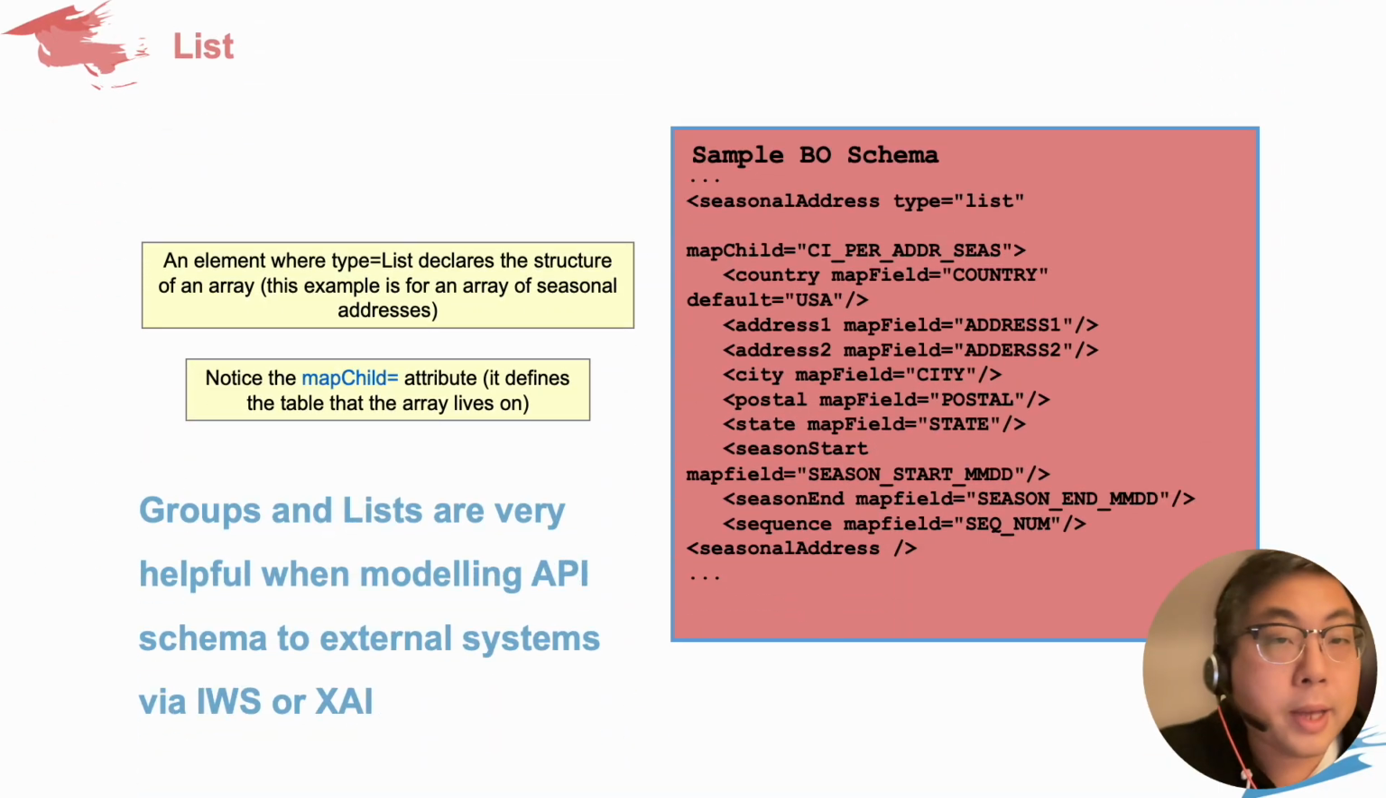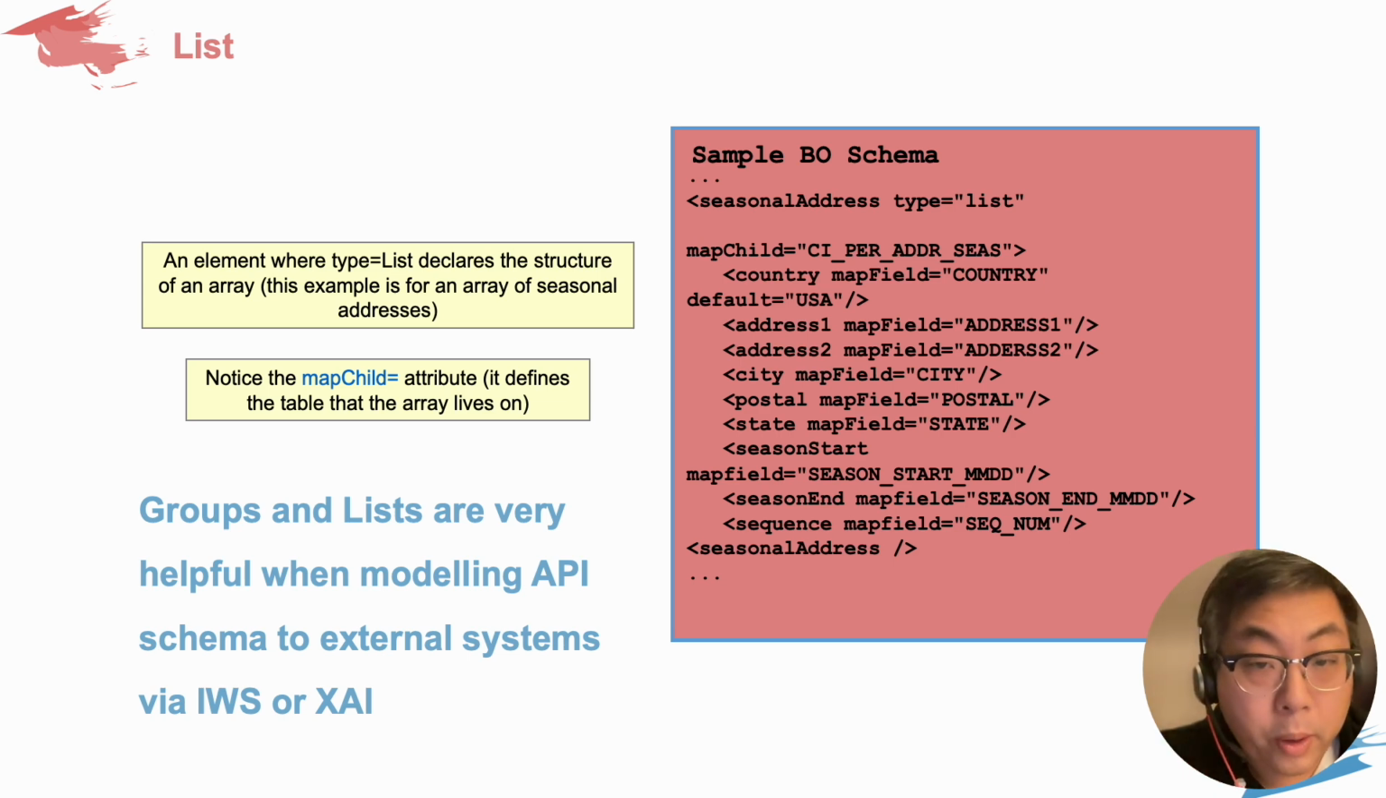Okay, so let's look at the list. On the right hand side, we can see the seasonal address. In this case it is a list and maps to a child table, which is the CI per address seasons. So a list is like an array, as I just said. You can have multiple occurrences, 0 to many, and within the list, each of the columns in this case is mapped to a field in the child table.